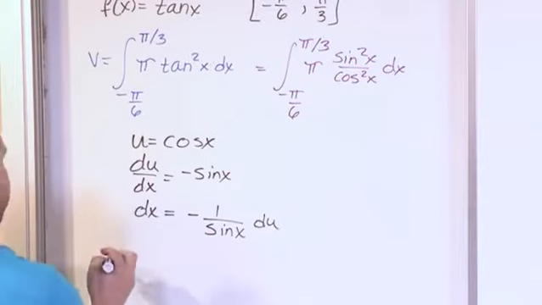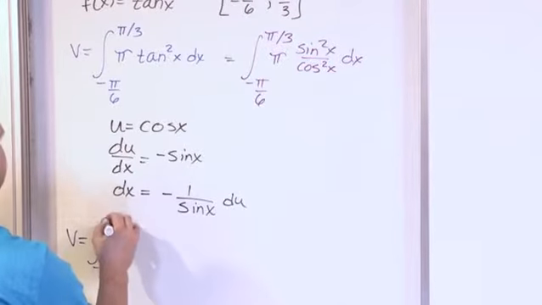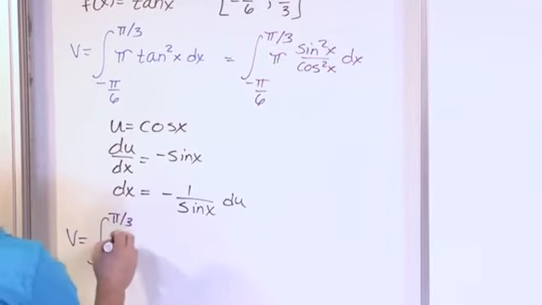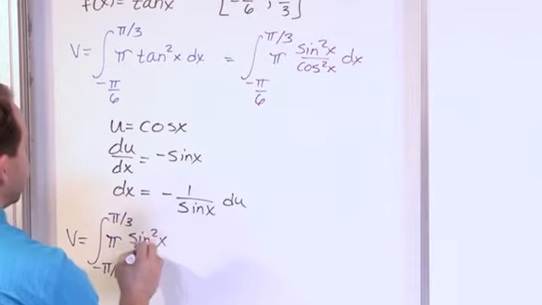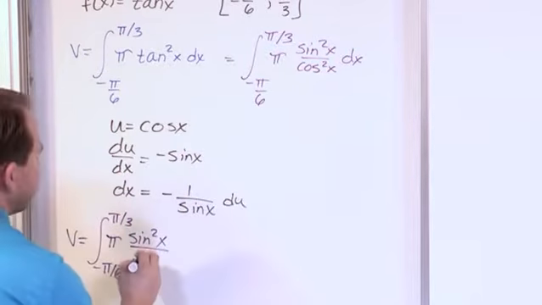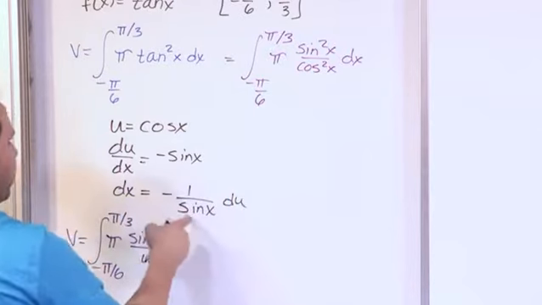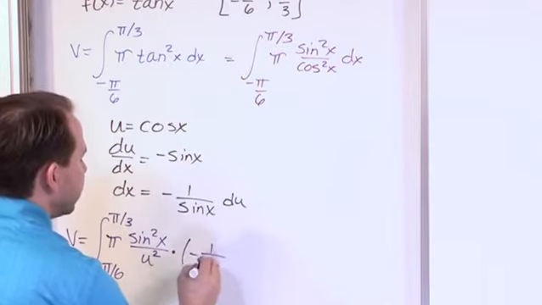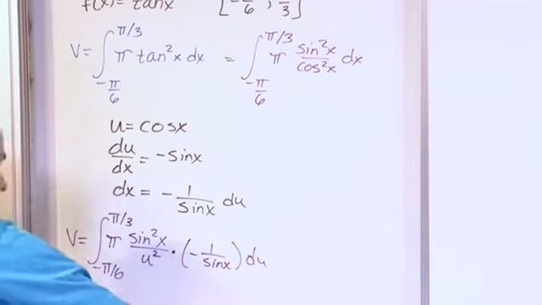So I go ahead and finish the integration by saying integral from negative pi over 6 up to pi over 3. I'm going to have pi, then sine squared of x over, here I have cosine squared, but I have u here, so it's going to be u squared. And then dx I've defined to be negative 1 over sine of x du. And I'm like, rock on.